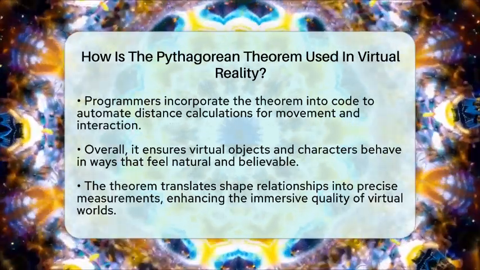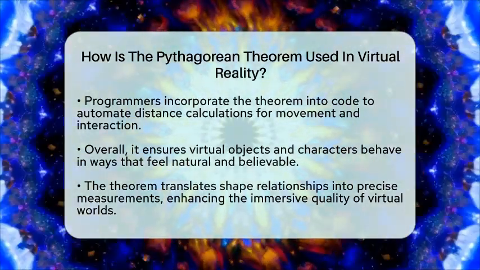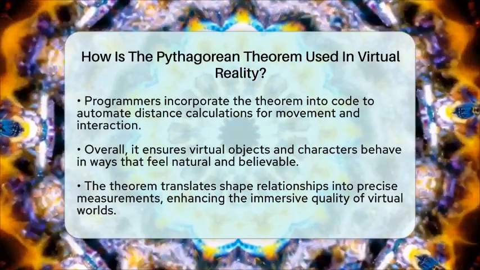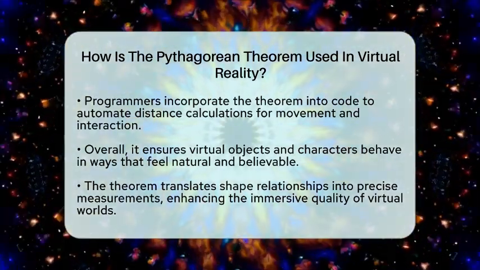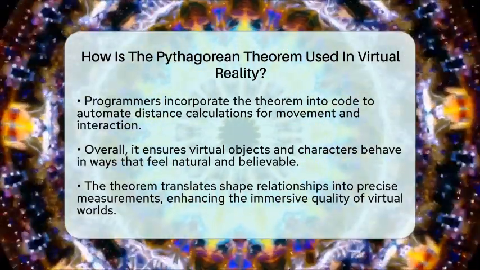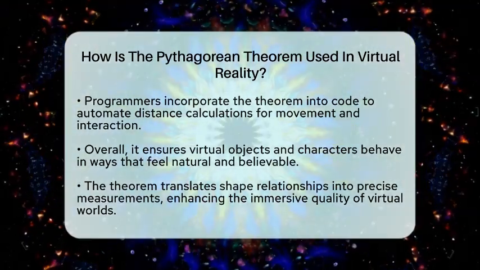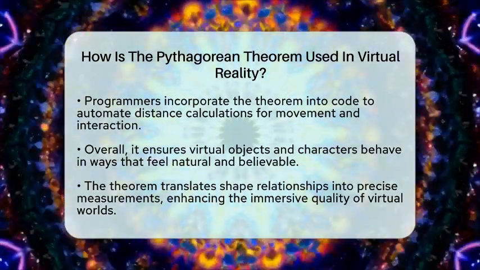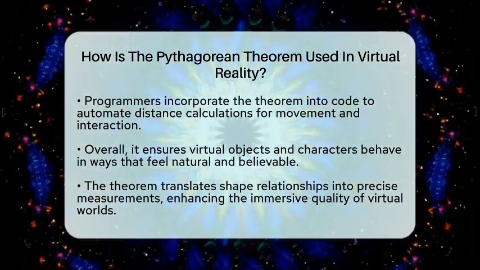When programmers write code for virtual reality, they often include formulas based on the Pythagorean theorem to automate these distance calculations. This allows virtual characters and objects to move and interact realistically without manual adjustments.